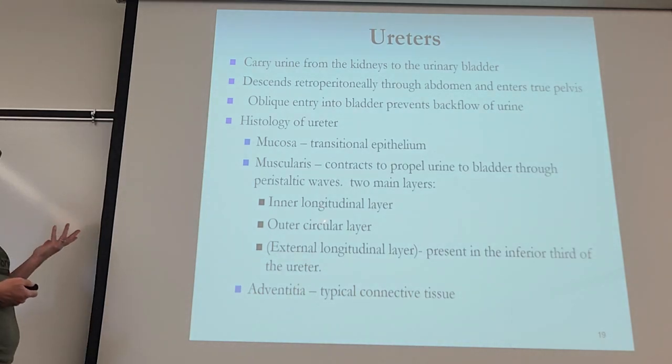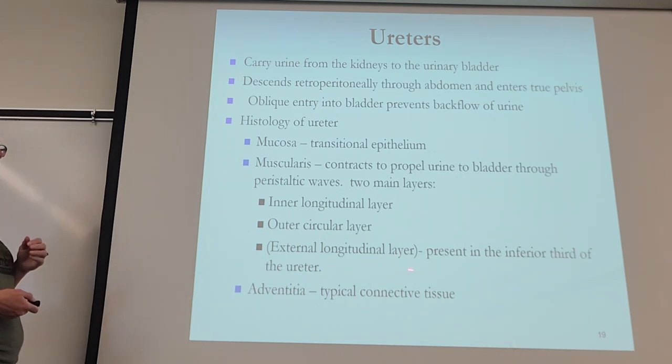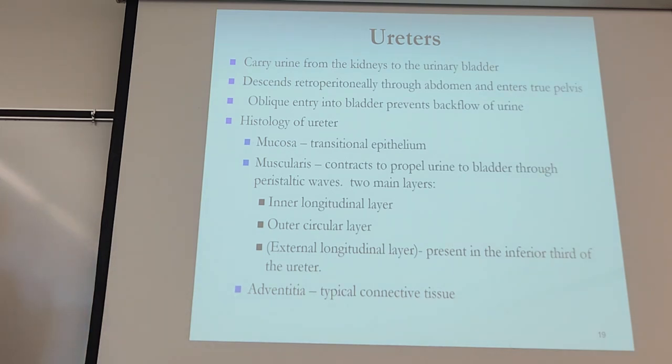So we again have an inner longitudinal layer and outer circular layer, similar to the digestive system, except here we have a little external longitudinal layer on the outside, so think of it as like a muscle sandwich. So it's got 3 layers, with a circular layer on the inside, and that just helps to move urine through the tube to the bladder.